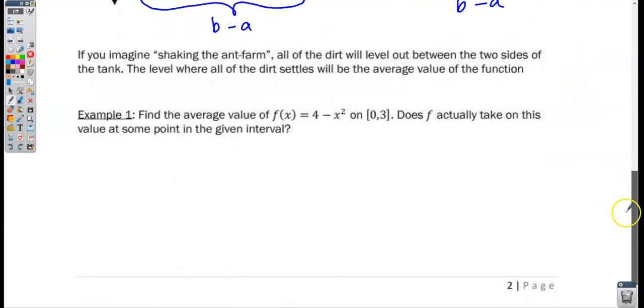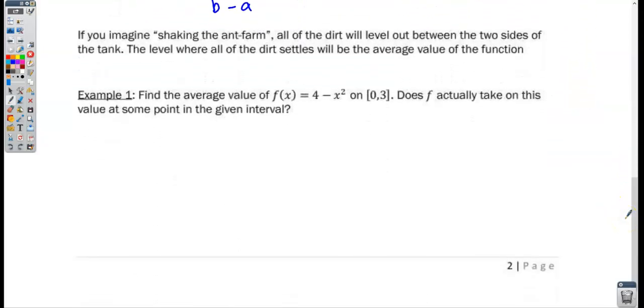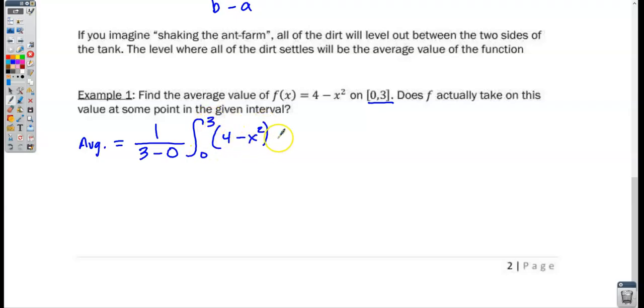So let's go ahead and look at our first example. Find the average value of the function f of x, which is equal to 4 minus x squared on the interval from 0 to 3. Does f actually take on this value at some point in the given interval? So let's start with finding the average value of f of x from 0 to 3. So the average value is going to be 1 over the quantity b minus a, well, b is 3 and a is 0, times the integral from a to b of the function.